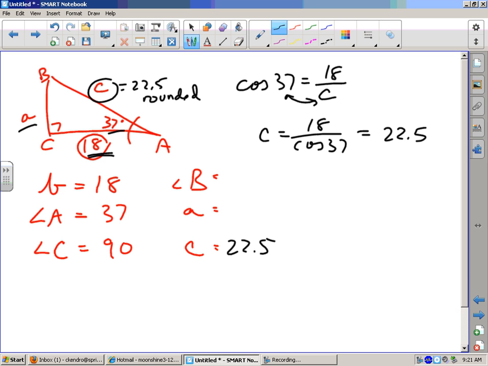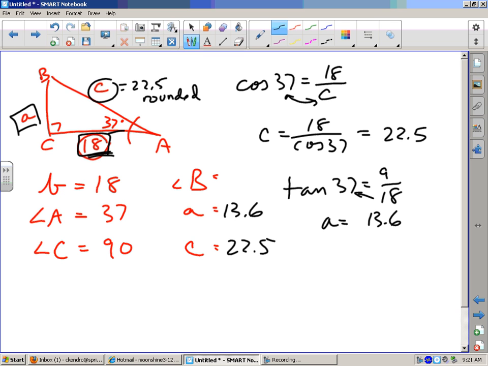So I'm going to try to find little a. So little a becomes the tangent of 37 because I have opposite and adjacent. So I have a over 18. Now you can cross multiply, 18 times tangent of 37, and I get approximately a to be 13.6. Now again, that's rounded, but if we're rounding to the nearest tenth, that's good. Now angle B is easy. We just have to take 90 and 37 away from 180, or you can just do 90 minus 37, which is 53. So 53 degrees, and we've got the whole problem solved.